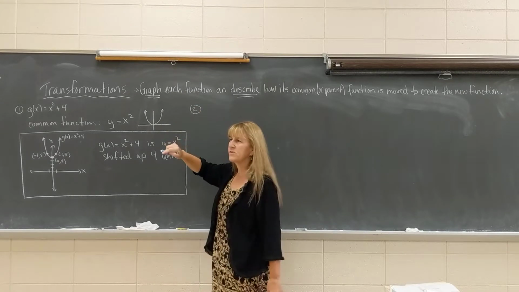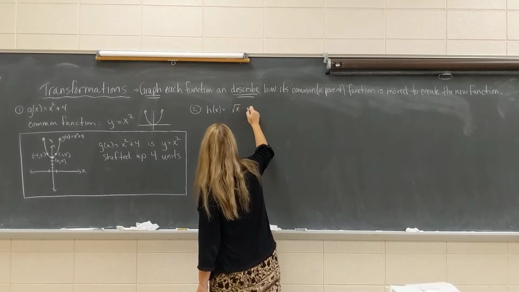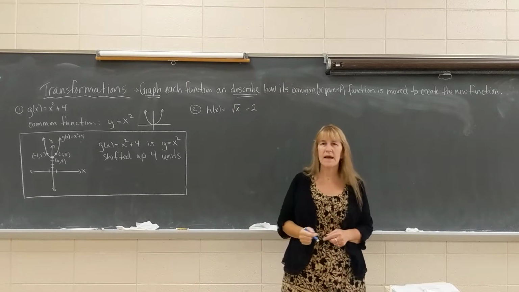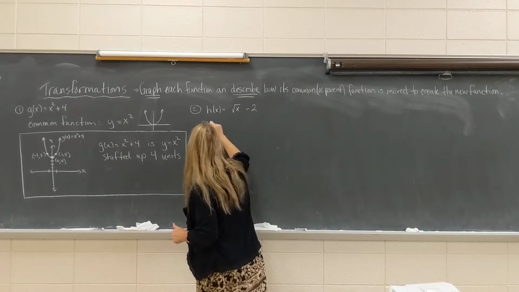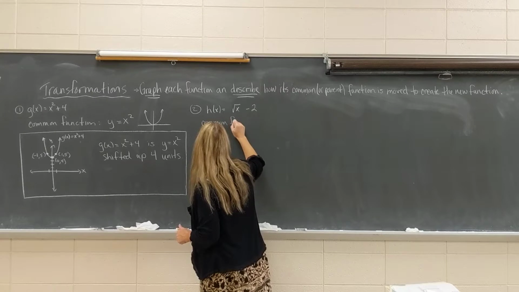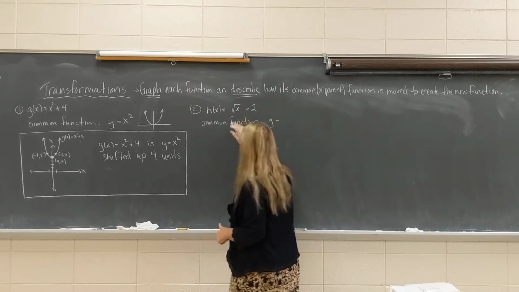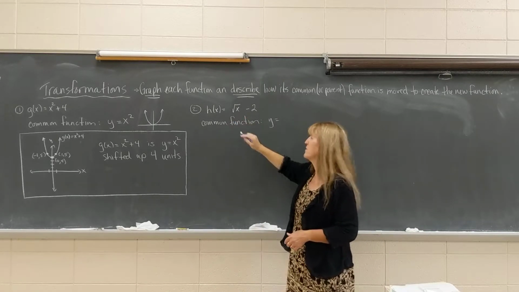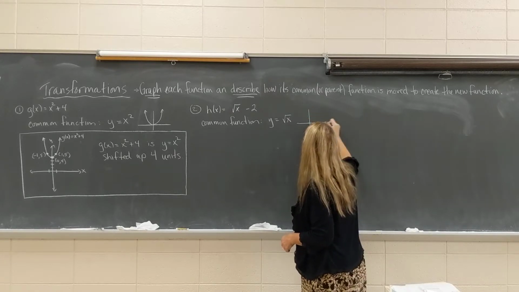So example 2 is going to say h of x is equal to the square root of x minus 2. And the first thing I'm going to ask once again is to identify the common function being involved. So the common function is y equals, and we had all 6 of them on the board a few minutes ago. Obviously the square root symbol is going to give it away. So y equals the square root of x. Again, you should know exactly what that looks like.